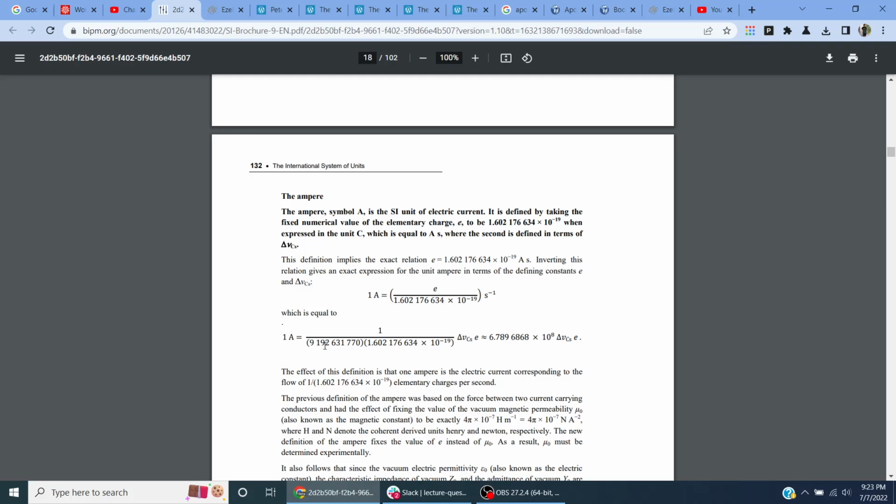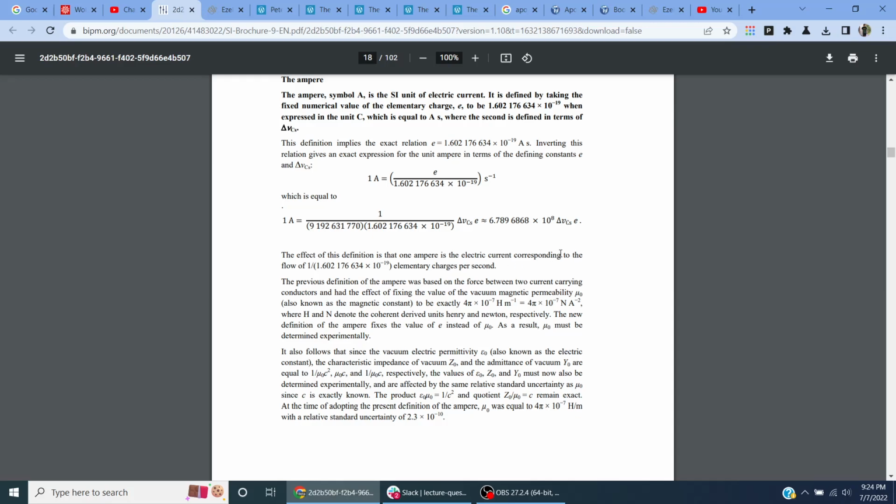over 9,192,631,770 times 1.602176634 times 10 to the minus 19 times the cesium frequency times the elementary charge, which is approximately 6.7896868 times 10 to the 8th times the cesium frequency times the elementary charge. The effect of this definition is that 1 ampere is the electric current corresponding to the flow of 1 divided by 1.602176634 times 10 to the minus 19 elementary charges per second.